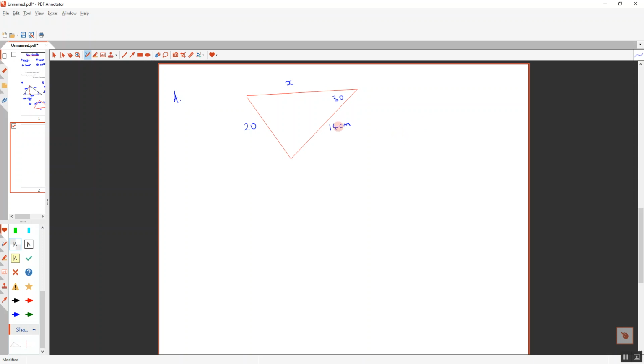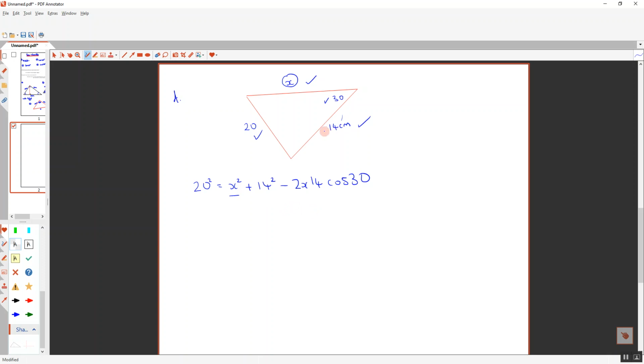Looking at it, do I have two sides and the angle in between? Effectively, I do. I've got this side, I've got this angle, this is the side I want to work out, and I know this side. So I could use the cosine rule. I could say 20 squared is equal to x squared plus 14 squared minus 2 times x times 14 times cos of the angle in between. I could do that to work out the value of x, just rearranging.